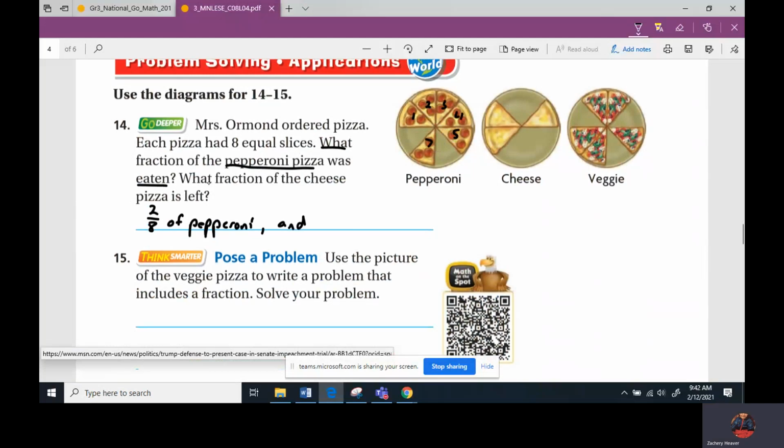And this wants to know what fraction of cheese is left, not what was eaten. So we know it's cut into 8 slices because they're all cut into 8 equal slices. It says it right here. Well, how many is left? 1, 2, 3. So 2 out of the 8 pieces of pepperoni were eaten, and 3 out of the 8 pieces of cheese were left. So if you look at it, what was the most popular? Well, it was the one that was eaten the most, and that is cheese because it has the less pieces. Pepperoni was the least favorite.